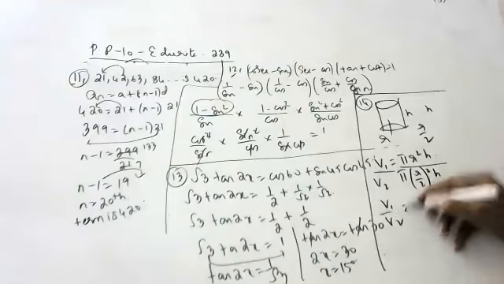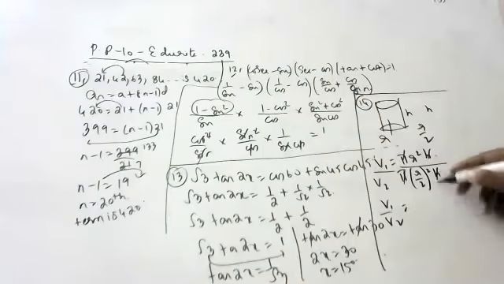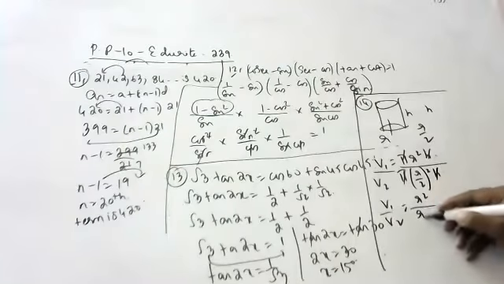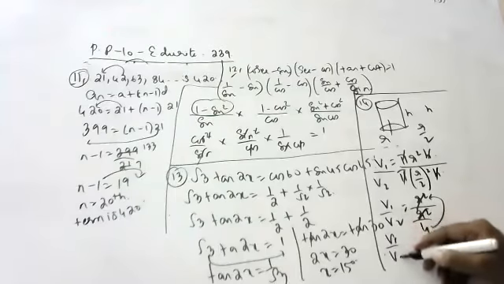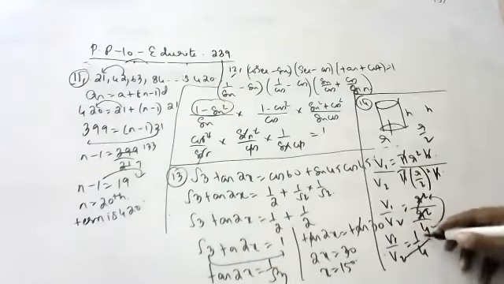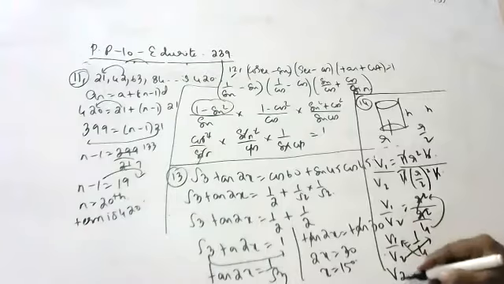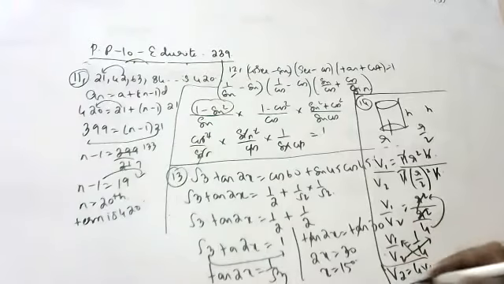Tell. V1 by V2, pi cancels, h cancels, r square by 4, r square cancels. So V1 by V2 is equal to 1 by 4. So V2 is equal to 4 V1. So the changed one is equal to 4 times the original. Or the original is equal to 1/4 of the changed.